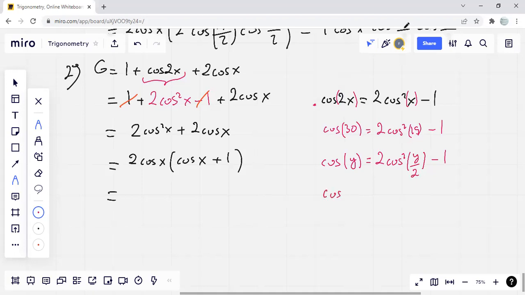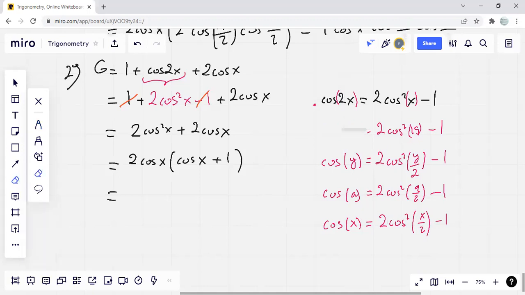For example, cosine of a will equal 2 cosine squared of a over 2 minus 1. We can also write it with x: cosine of x is equal to 2 cosine squared of x over 2 minus 1. And this is what I'm interested in.